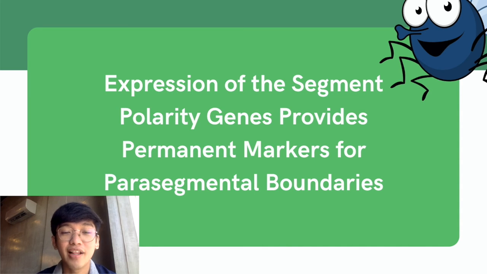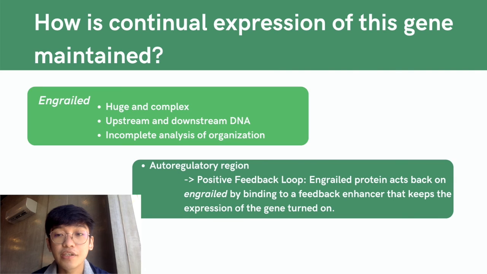Expression of the segment polarity genes provides permanent markers for parasegmental boundaries. Before we consider how the identical parasegments come to differentiate along separate pathways, we should mention that many of these genes are only transiently expressed. However, expression of engrailed and the other segment polarity genes provides more or less permanent markers of the segmental boundaries. So how is continual expression of these genes maintained?